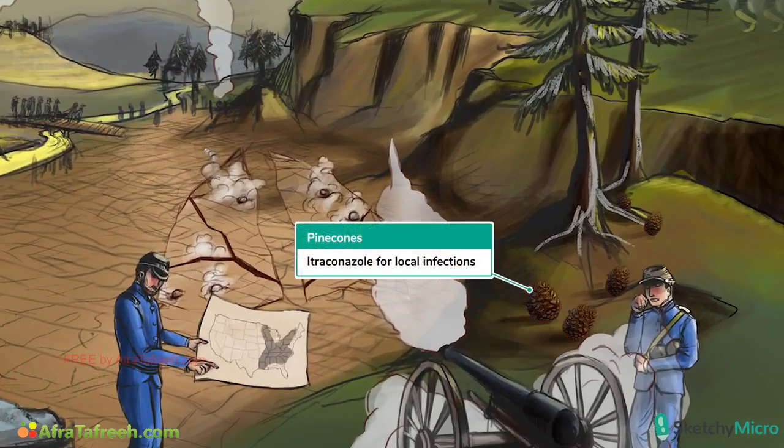And lastly, treating blasto is also similar to treating histo. We use azoles for local infections, such as itraconazole. We'll demonstrate this with pine cones for itraconazole that are scattered around on the side of the drawing with our non-immunocompromised soldier who's just coughing, which represents that he has the local pneumonia. So you'll give immunocompetent patients with the local infection azoles.